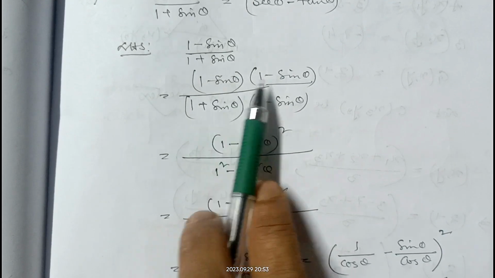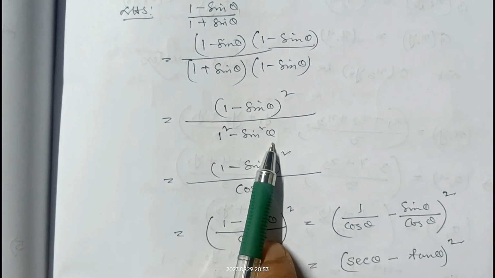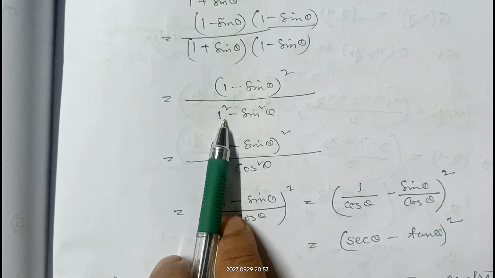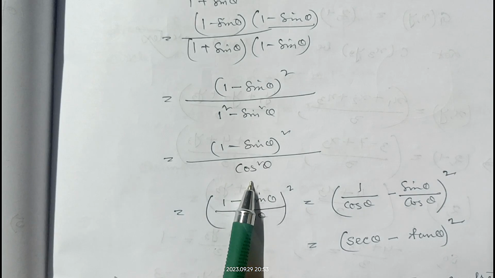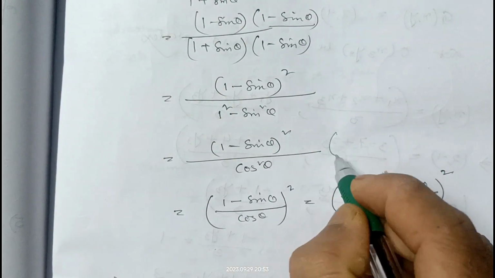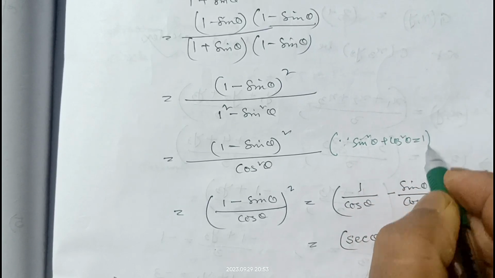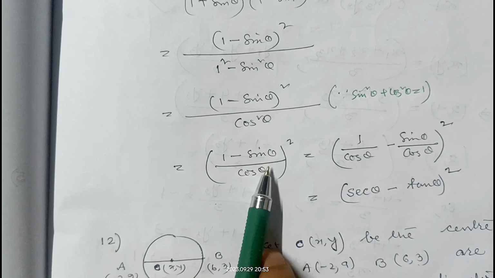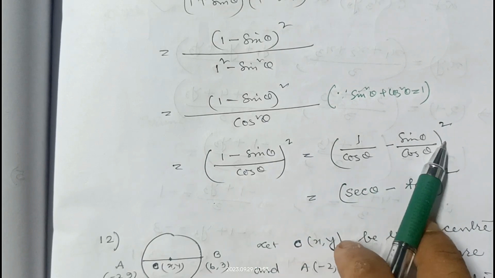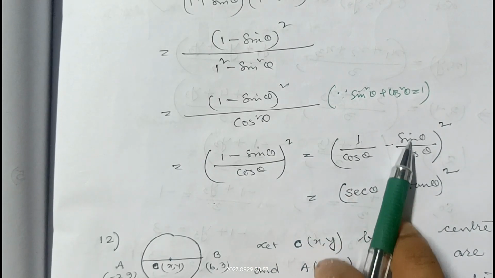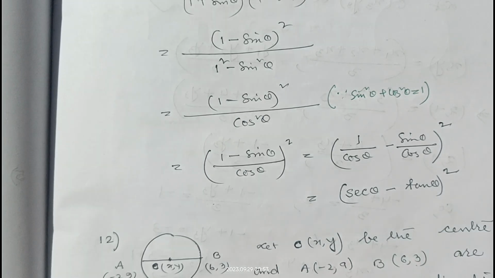In the numerator 1 minus sin theta whole square. Here a plus b, a minus b, it will be a square minus b square. So 1 minus sin theta whole square, and we know sin square plus cos square theta is 1. So 1 minus sin square theta, it will be cos square theta. Because here you can write since sin square theta plus cos square theta equals to 1. So it will be 1 minus sin theta by cos theta whole square. So we can write 1 by cos minus sin by cos whole square. 1 by cos is sec and sin by cos is tan. So it will be sec theta minus tan theta whole square, which is the required right hand side.